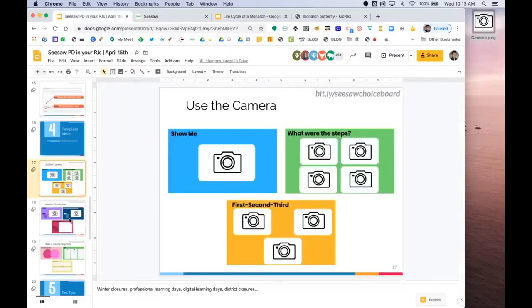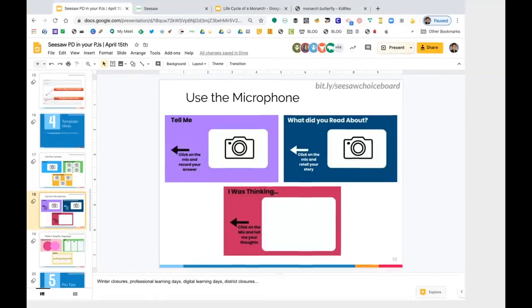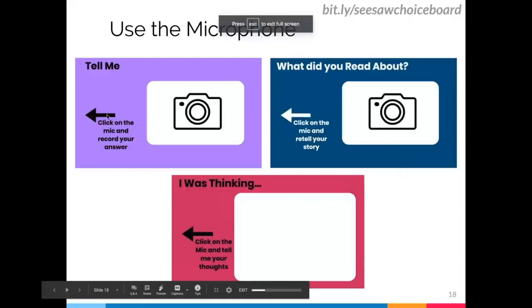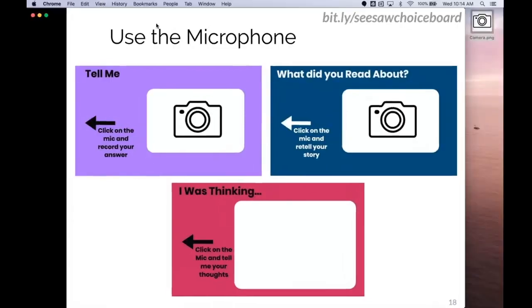The second one is to just use the microphone. So again, I've created 3 quick examples. And if you look at these, there is like an arrow that's pointing to nowhere in this world right now. But when you go to Seesaw, it actually points straight to the microphone. And I'll show you kind of what this looks like here as I make the second one, which has to do with using our microphone.